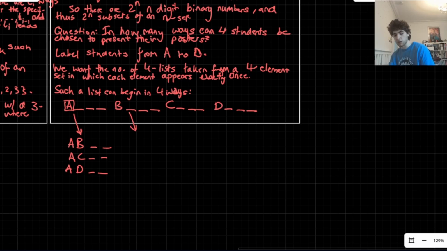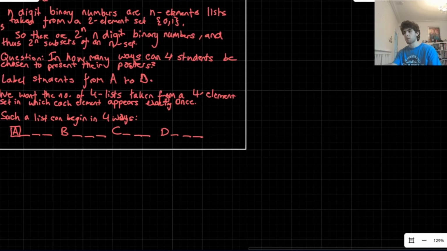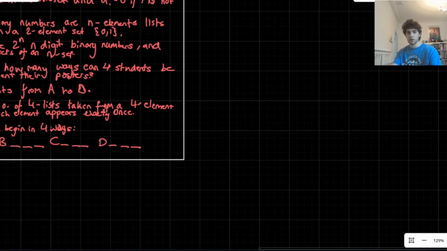And similarly for person B, we could have person B and then person A, which is a different order to person A and then person B, okay? That's a different way that they came up, okay? Or we could have BC, or we could have BD, okay? And the same for the other ones, right? So each of the 4 starting ways gives way to 3 more lists after the second person has come up, okay? Because regardless of who you start with, there'll always be 3 possibilities for the second person. And that will increase the number of possibilities in total, for the number of 4-lists taken from a 4-element set in which each element appears exactly once, by a factor of 3, okay?